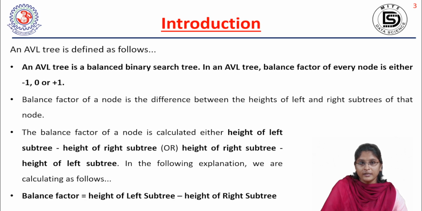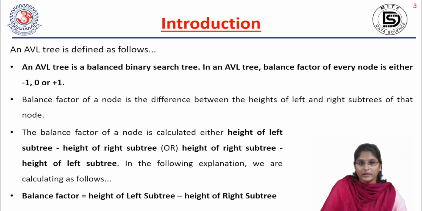Next, an AVL tree is defined as follows. As we already know, an AVL tree is a balanced binary search tree. In an AVL tree, the balance factor of every node is either -1, 0 or +1. It should not be less than -1 or greater than +1.